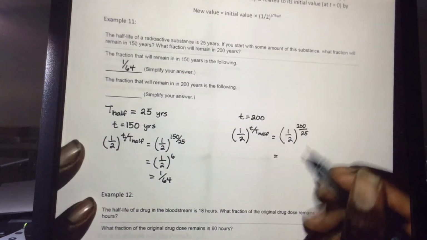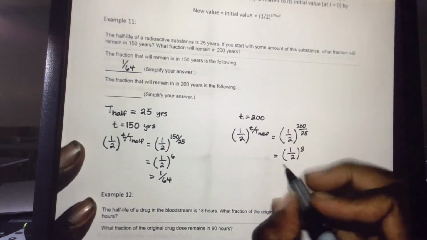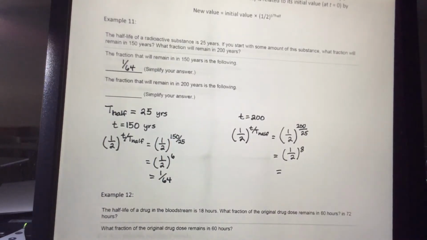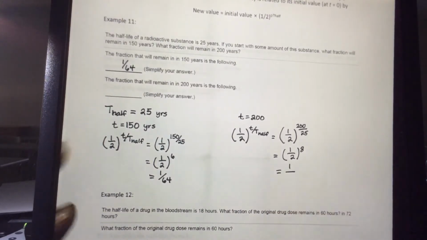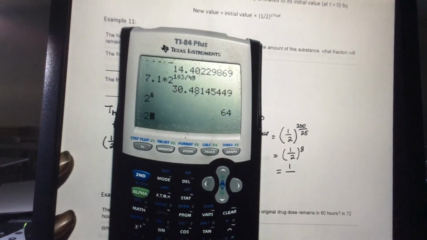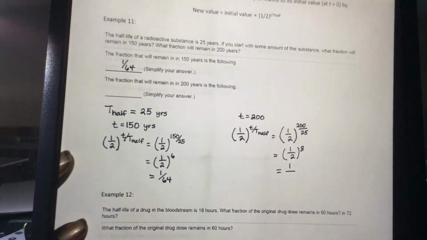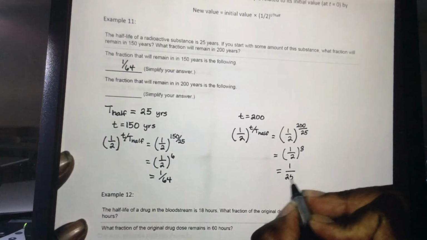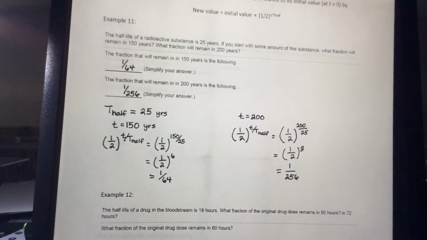Now, if I do 200 divided by 25, that's going to be 8. So I have 1/2 to the 8th power. Now, if I raise the numerator and the denominator to that 8th power, 1 to the 8th power is still going to be 1. 2 to the 8th power is 256. So it'll be 1 over 256. So the fraction that will remain in 200 years will be 1 over 256.